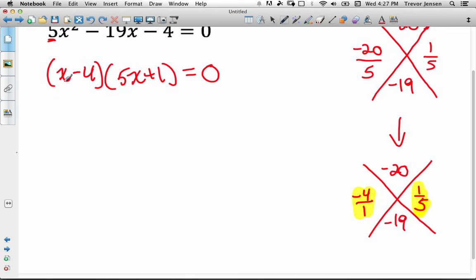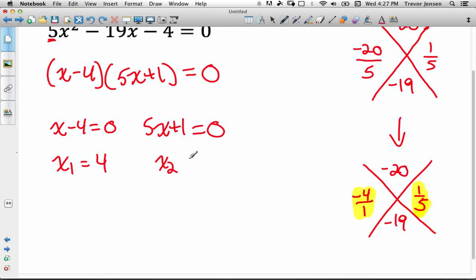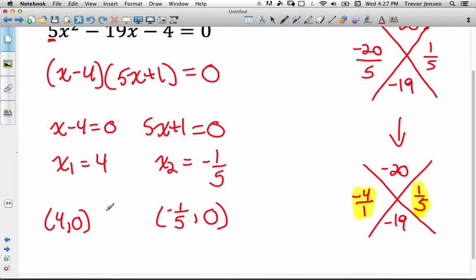Using the zero product rule, just set both of your factors equal to 0, and then solve for x. So my first x-intercept is at 0 plus 4, which is 4. My second x-intercept is equal to negative 1 over 5. I got that by moving the plus 1 over, getting negative 1, then dividing by 5. So my x-intercepts are at (4, 0) and (negative 1 over 5, 0), or (negative 0.2, 0). Those are my two x-intercepts.